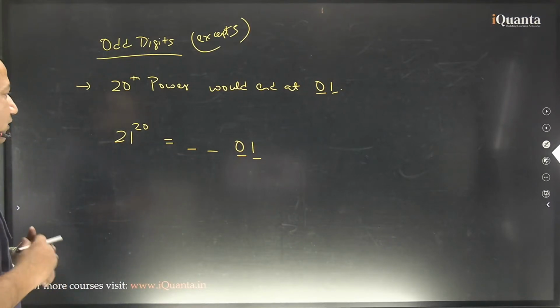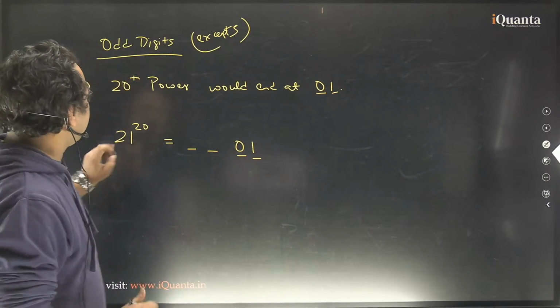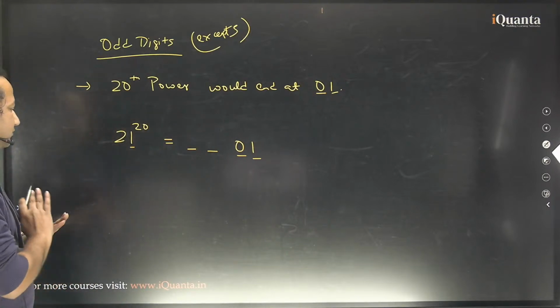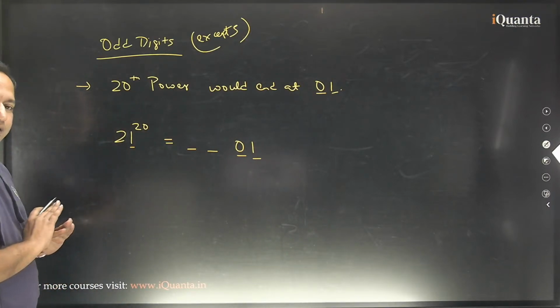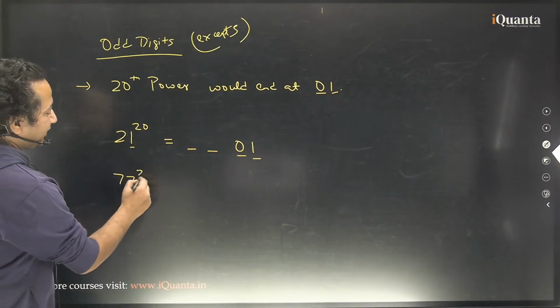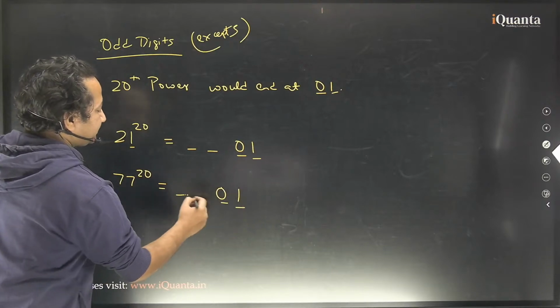ऑलराइट, सो इसका मतलब क्या हुआ? 20th पावर अगर ऑड डिजिट एंड में होगी, 1 इज एन ऑड डिजिट, 20th पावर वुड ऑलवेज एंड एट 01. ऑलराइट, so like we have 77 to the power 20, this will always end at 01. Is that clear?